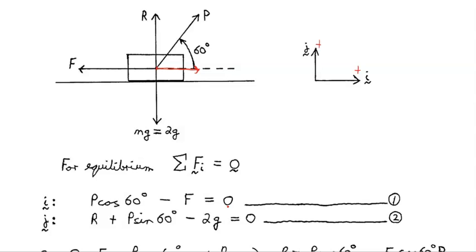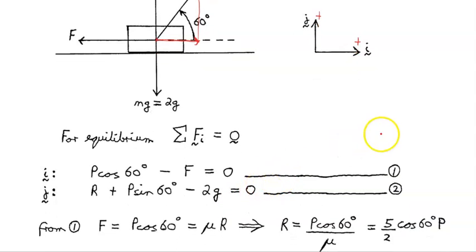In the J direction, we have plus R going up. Well, that's in the positive direction, so we'll write plus R here. We have a sine component here. Okay, that's P sine 60 degrees. Now again, that's in the upward direction, so that's plus. And then balancing all that is the weight force, 2g down. So minus 2g, minus because it's in the downwards direction. All that's equal to 0 as well. Okay, good.